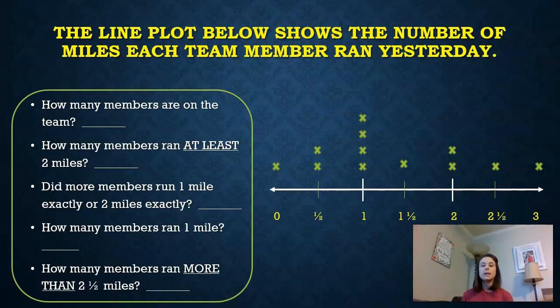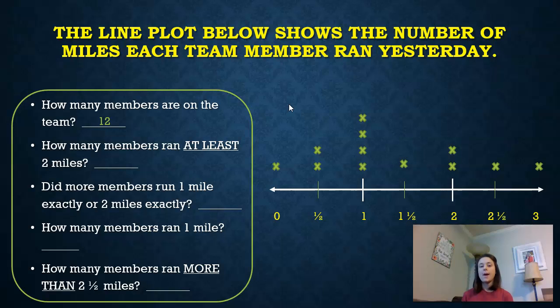Our second example says the line plot below shows the number of miles each team member ran yesterday. My first question, how many members are on the team? What I'm going to do is count every mark that I have on my line plot, and that's going to show me how many members were on the team and how many runs I recorded. So I have 1, 2, 3, 4, 5, 6, 7, 8, 9, 10, 11, 12. So I have 12 members on the team.